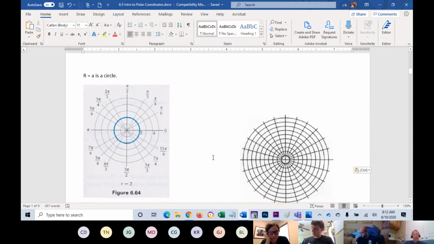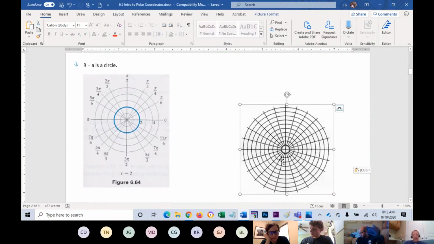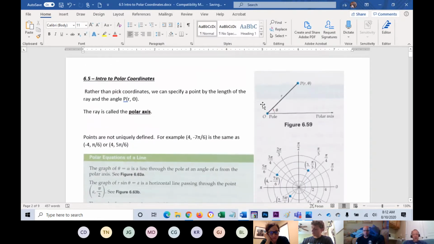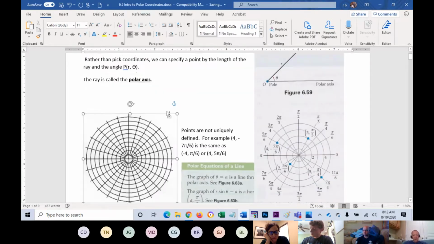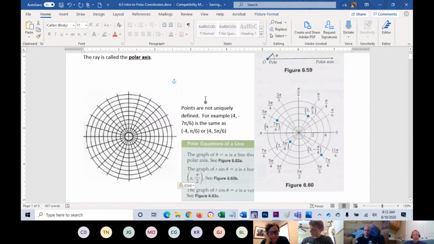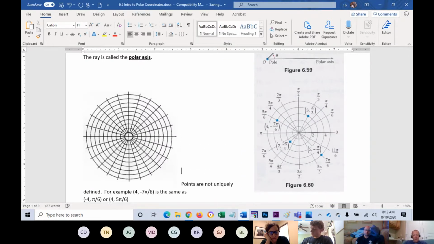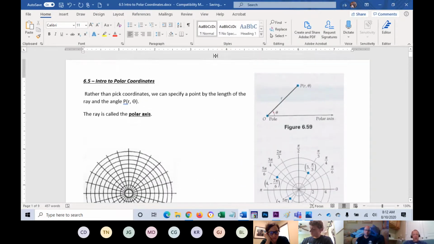Okay, now let's talk a little bit about circles. I think I'm going to move that up here because this is going to mess me up. I knew that was going to happen. Okay, I think this is better.